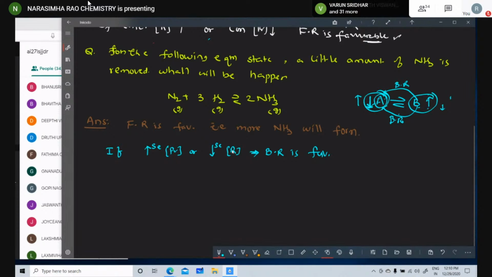So what will be happening when 2 moles of hydrogen is removed from this reaction? ఈ రియాక్షన్ నుంచి 2 moles హైడ్రోజన్ ని రిమూవ్ చేసినాం. ఏమవుతుంది? More hydrogen is produced. మోర్ హైడ్రోజన్ ప్రొడ్యూస్ అవ్వాలంటే విచ్ రియాక్షన్? బ్యాక్వర్డ్ ఆర్ ఫార్వర్డ్? Backward reaction. It's clear. Backward. My concept understand na? Yes, sir.